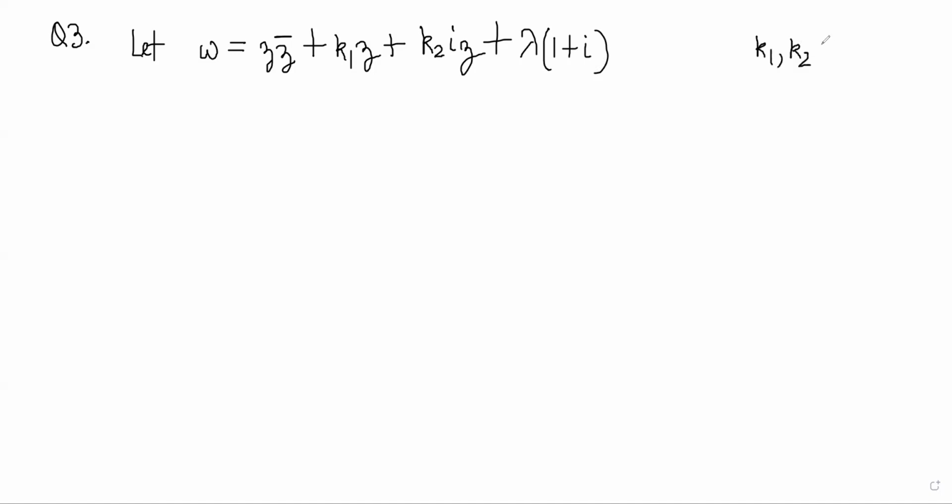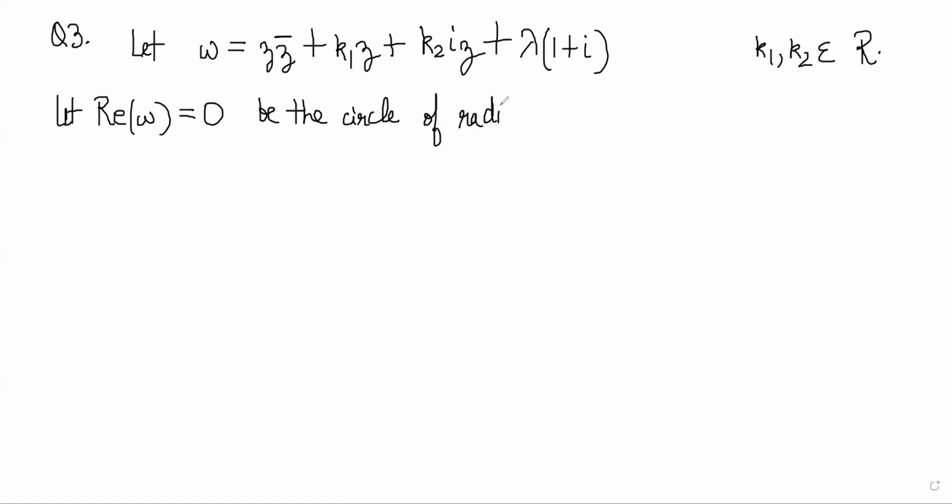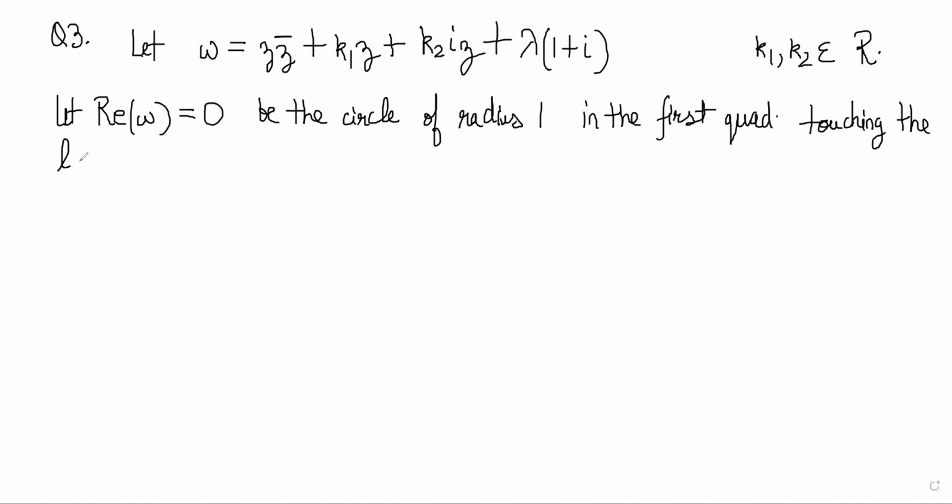Let W equals Z conjugate plus K1Z plus K2IZ plus lambda times 1 plus I, where K1 and K2 belong to real. Then they are saying let real part of W be equal to 0, be the circle of radius 1 in the first quadrant, touching the line y is equal to 1 and the y-axis.